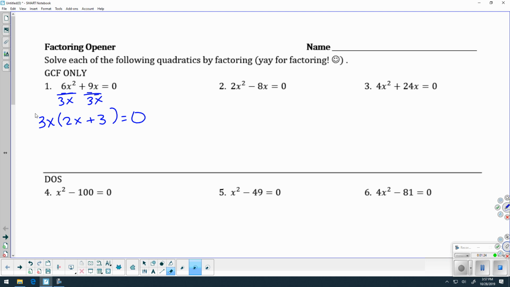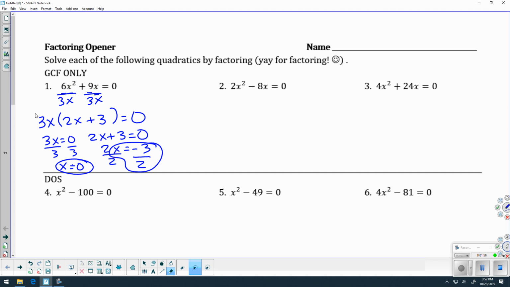You took out your GCF, you cannot factor anymore, so now you have to actually solve it. How you solve it is you set each factored piece equal to 0, and then solve each piece. So we're solving for two answers ultimately, two possibilities for our solution. Divide both sides by 3, but x would still be 0 as one solution. For the second one, subtract the 3, so you have 2x equals negative 3, and then divide both sides by 2. So you're looking at negative 3 over 2 as your second solution.